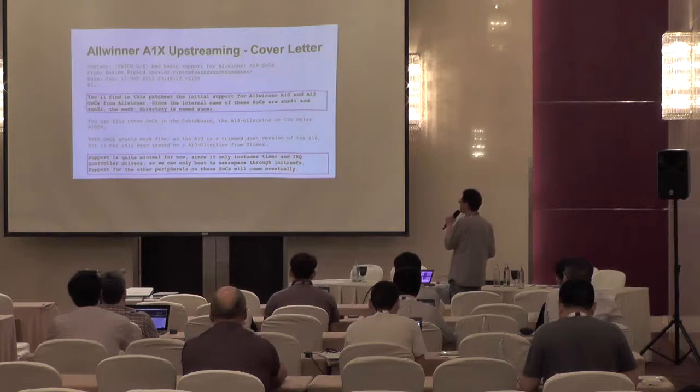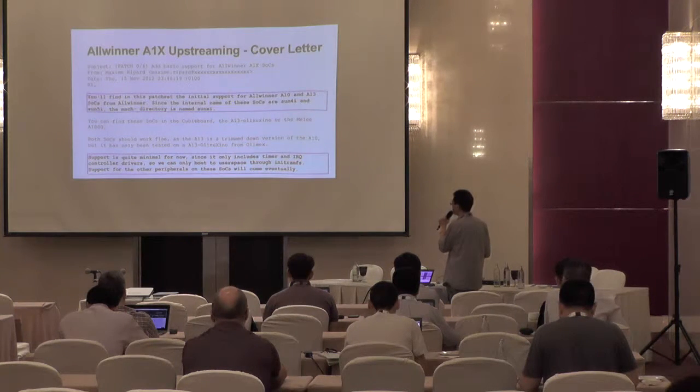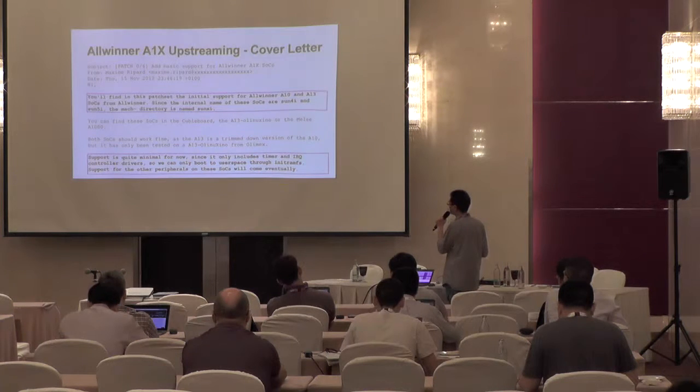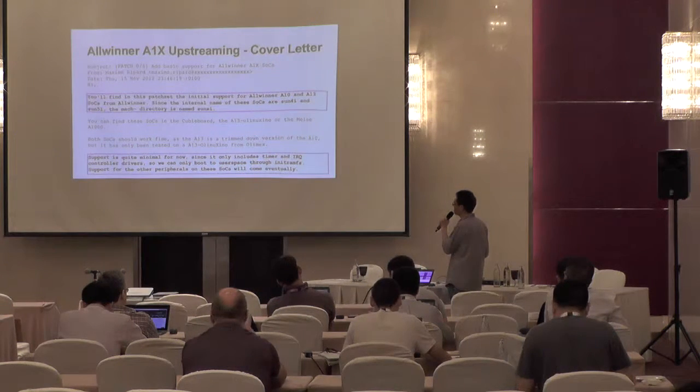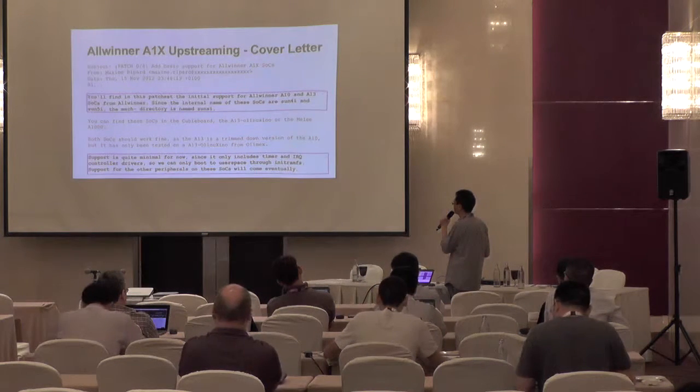So here is an example of upstreaming an ARM SoC. Here is the coordinator. In this coordinator, it explains that all of Allwinner's SoCs are the A10 and A13, but the SoCs' internal code names are SUN4I and SUN5I. So finally, they named the mach directory SUNXI.